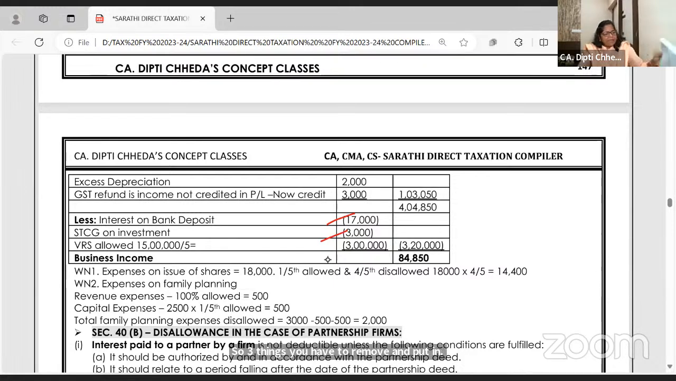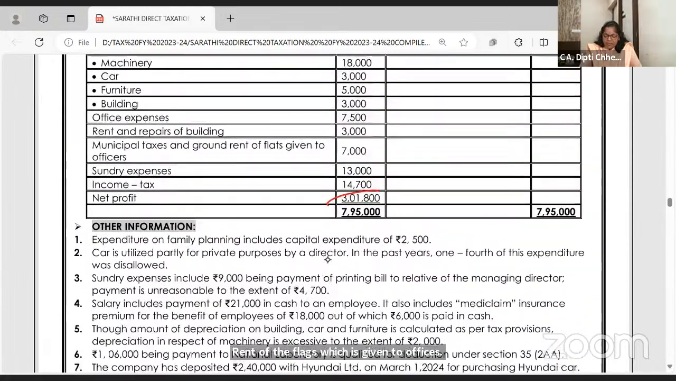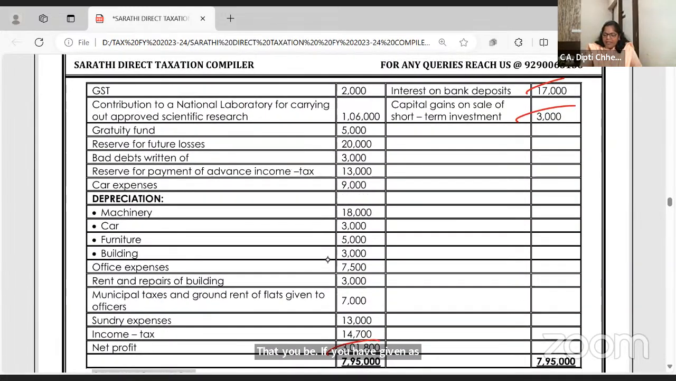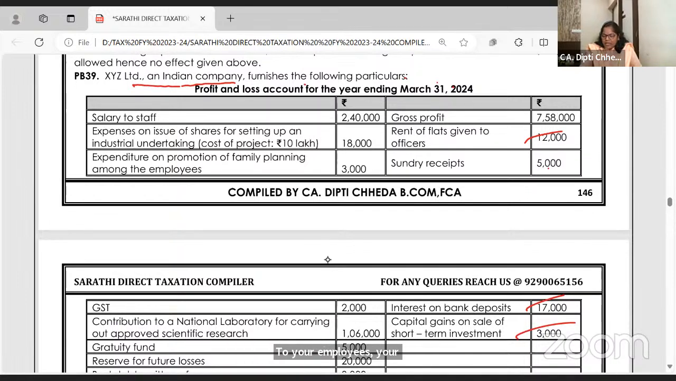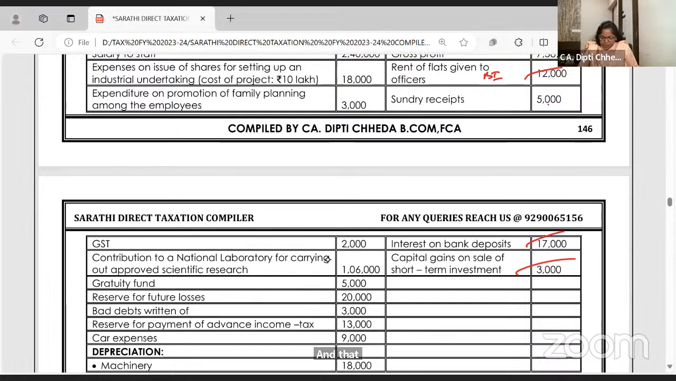Interest, short term capital gain, and the third one I told you: rent of the flats which are given to officers. If you have given them as a company to your employees, your main income is not to earn rent, so it is allowed as business income only. We are giving some flats at a very reasonable rent to our employees, not for the sake of earning rental income, but just as a convenience. And that building's expenditure, repairs and all, we have debited in the P&L. So will you allow it? Yes. It's a business income. We won't do anything.